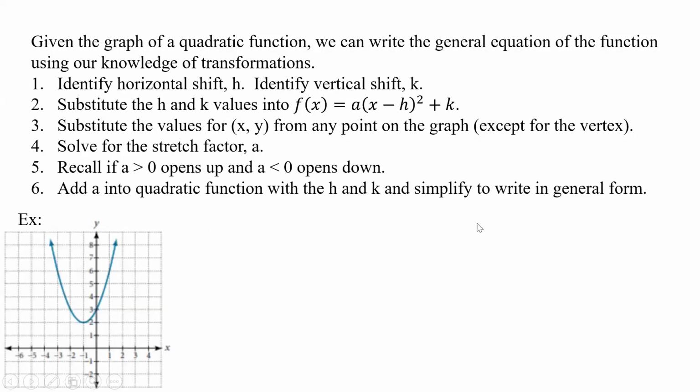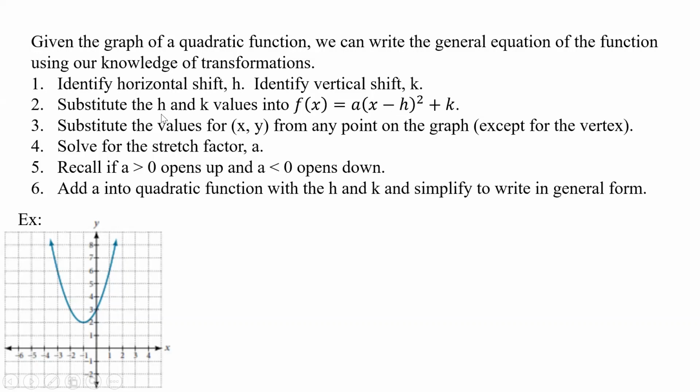And this is really how we're going to do it. Given the graph of some quadratic function, we can write the general equation of the function using our knowledge of transformations. First we're going to identify our horizontal shift, which is our h. Then we're going to identify our vertical shift, which is our k. Then we can substitute those values, our h and k, into our standard form.